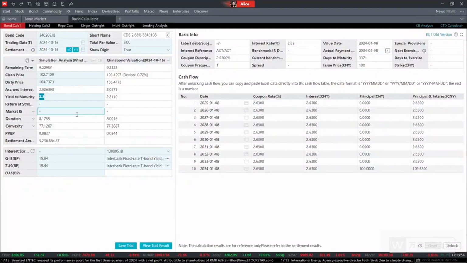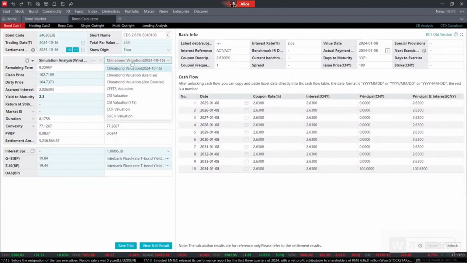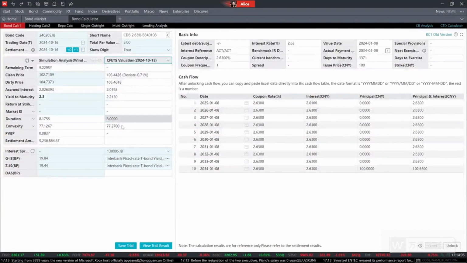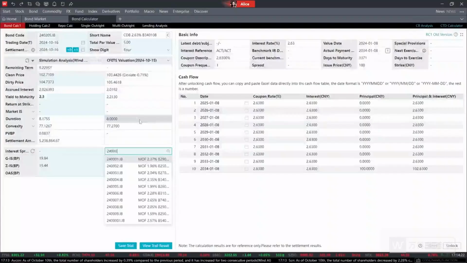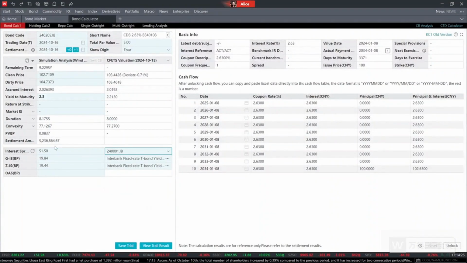Also, on the right hand side, we provide the variation result over here, and you can change the variation from different sources as you want. Then the result will show automatically again. And not only do we provide the clean price and dirty price, we also provide the spread, right? So if I want to compare this bond with the government bond, the treasury bond, I can enter a treasury bond, for example, and once I click over here, the interest spread will show automatically again.